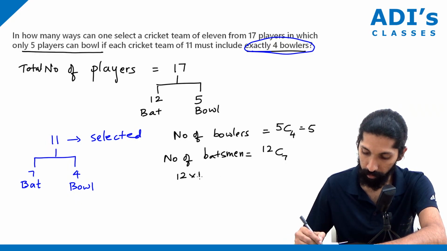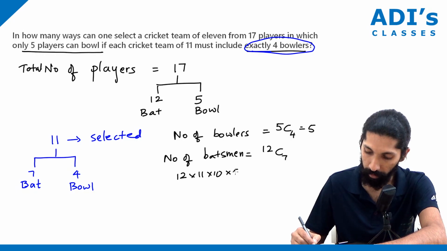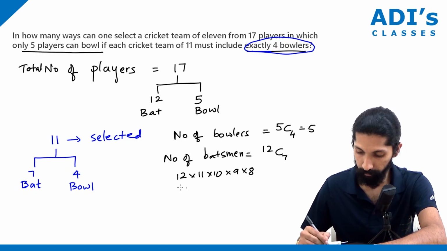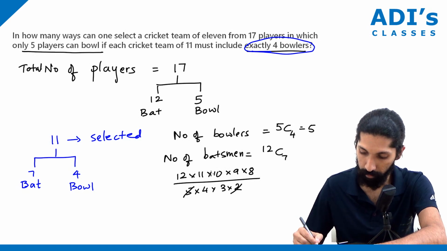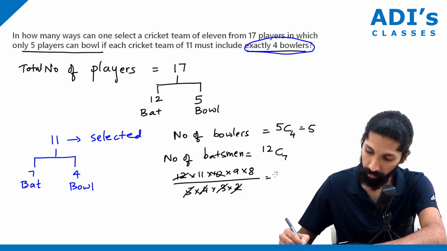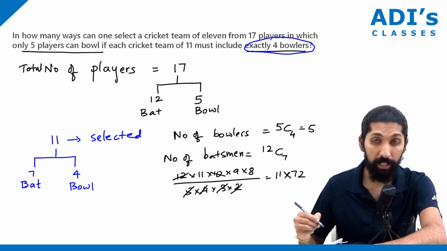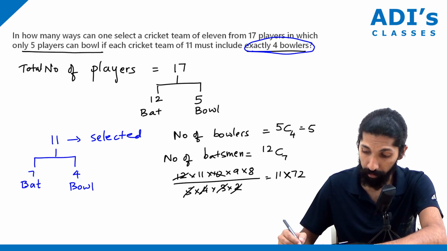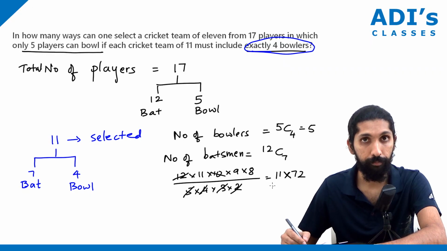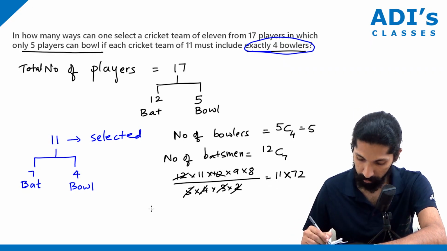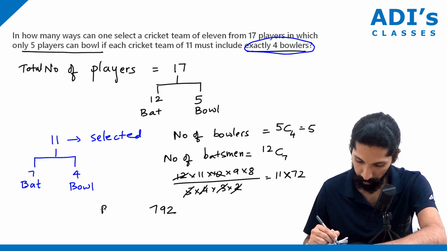It's 12 into 11 into 10 into 9 into 8 divided by 5 into 4 into 3 into 2. Now 5 into 2 is 10, 4 into 3 is 12. So we get 11 into 72. So the number of batsmen we can get is 11 into 72. It's going to give us 792. Okay. So the number of batsmen is 792.